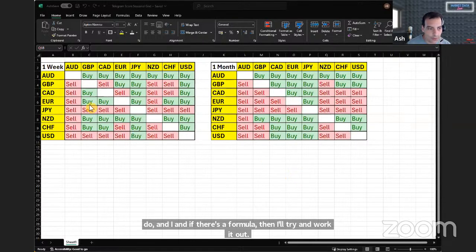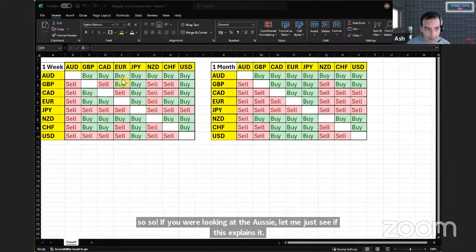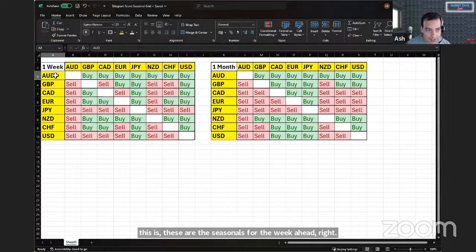So if you were looking at the Aussie, let me just see if this explains it. These are the seasonals for the week ahead, right? What you're trying to do is look at the one on the left and see how it compares to the one in the top row here. So the Aussie this week against the pound is a buy, against the CAD it's a buy, and right the way across it's a buy, which makes the pound against the Aussie, of course, a sell.